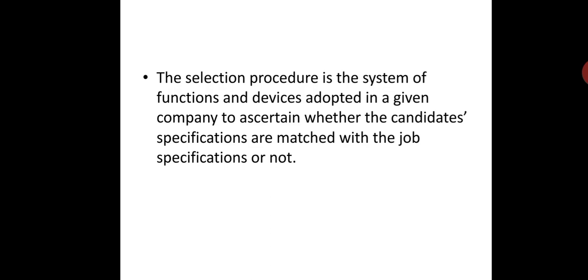The selection procedure is a system of functions and devices adopted in a given company. So selection is not just I choose this person. No, it is a proper systematic way. It has different steps. It is a proper big function, and it is a system of functions that many small parts are included in that. It has various different steps adopted by the company to ascertain whether a candidate's specifications are matched with the company or not. Okay, so with different steps we compare the human resource or the person candidate who has applied for the job with the job specifications that we have.